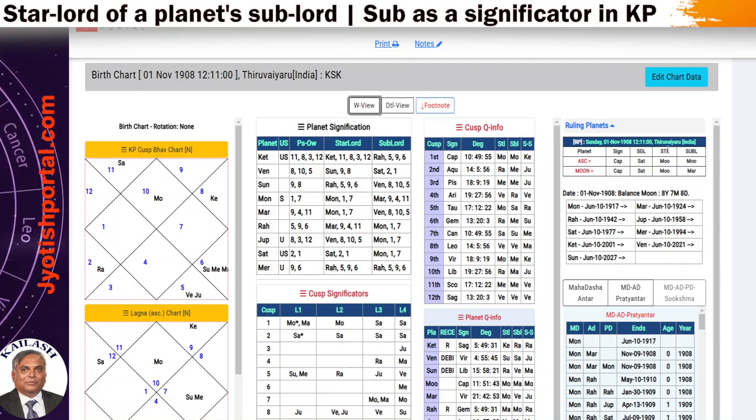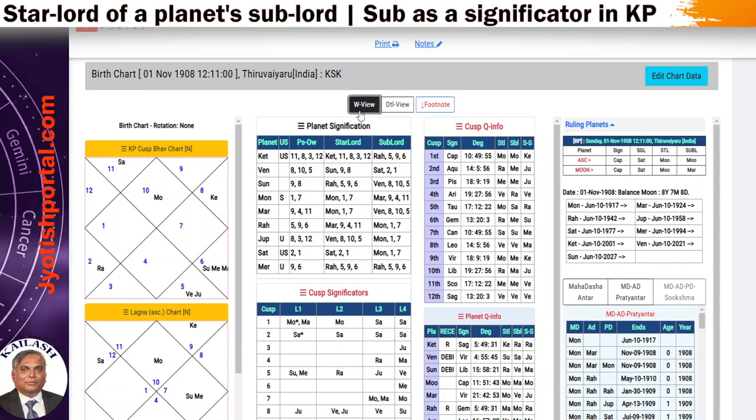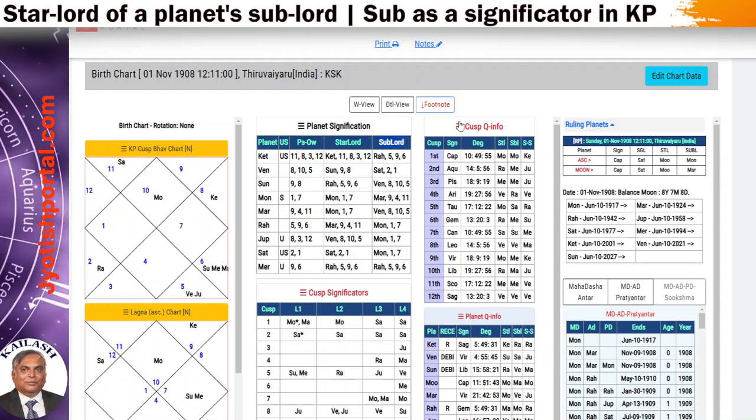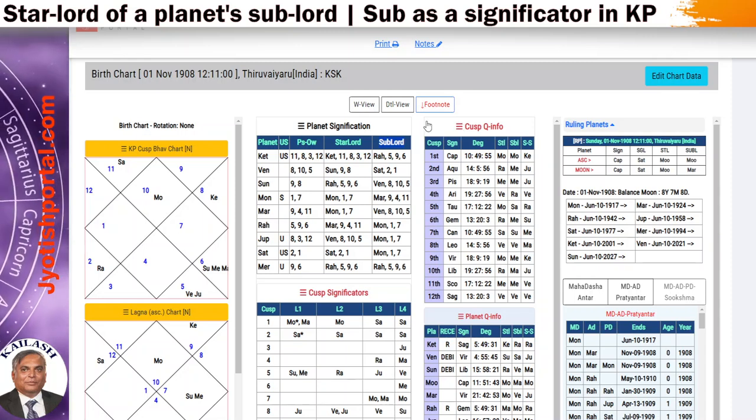When you are on the worksheet view, the WV, we usually call it a worksheet view. Sometimes we call it a quick view. Then you have a planet signification table that is only up to the sublord level. But we have to look at the star lord of a planet's sublord.